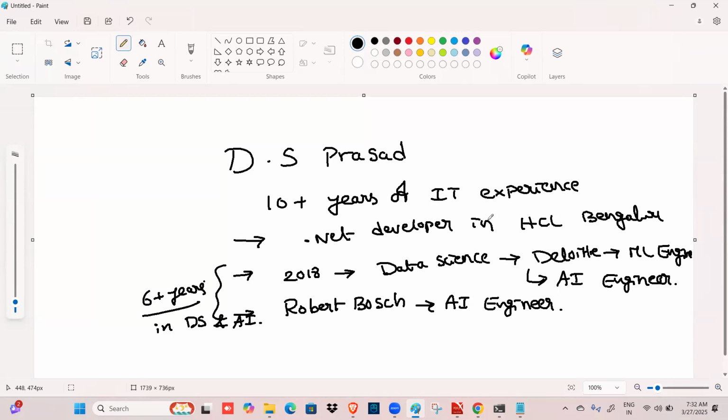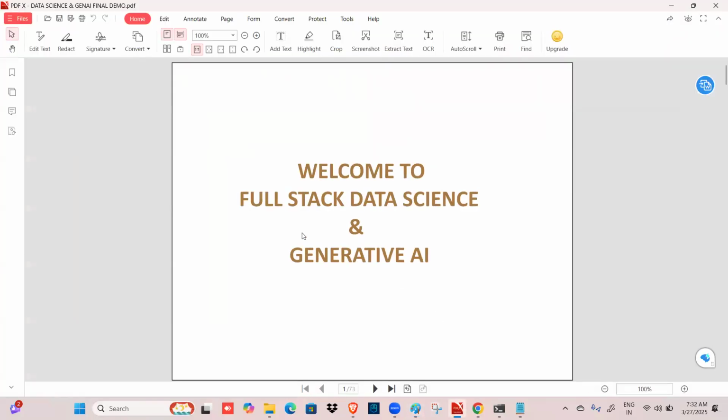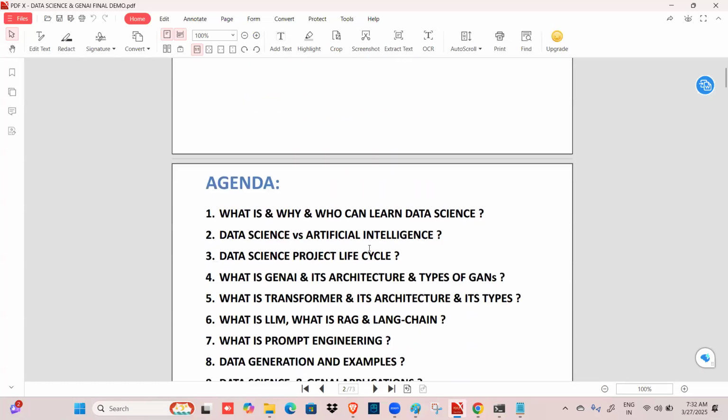And before that, we are going to dive into the concepts that we are going to discuss in our complete course section. This is about introduction only. We are going to introduce all the concepts related to data science and also generative AI. Okay. So welcome to the full stack and generative AI. So our agenda is: what is data science? Why data science? Who can learn data science? And what is the difference between data science versus artificial intelligence?